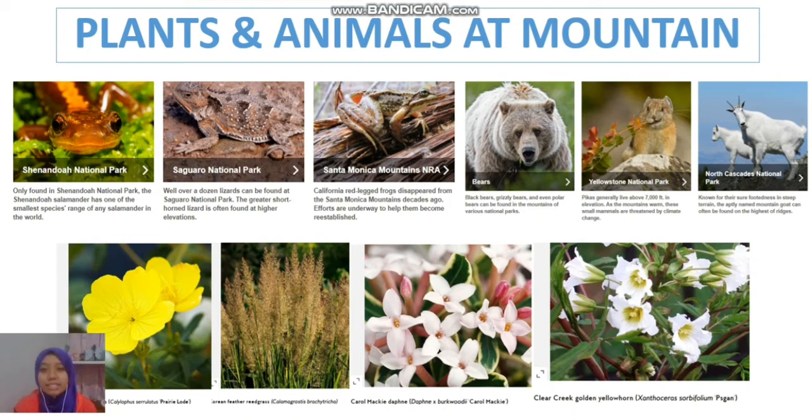Here are examples of animals and plants that live on the mountain. As you know, the mountain is high, so it is cool. Not all animals and plants can live there. So we have here salamander, lizard, red-legged frog, grizzly bears, pikas, mountain goat, and then the flowers like perilot, reed grass, daphne, golden yellowhorns.